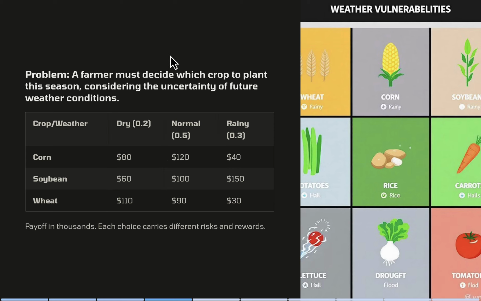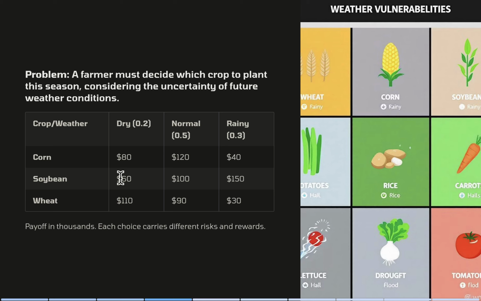Here is an example. A farmer has to make a choice about one of these 3 alternatives: corn, soybeans, and wheat. And here is uncertainty, which means a farmer doesn't know what type of season it would be, whether it would be dry, normal, or rainy. Within parentheses, there are probabilities. The probability for dry season is 20%, the probability for normal season is 50%, and for rainy season is 30%.